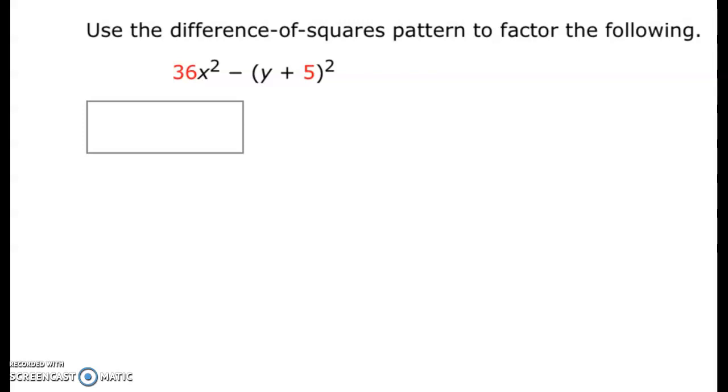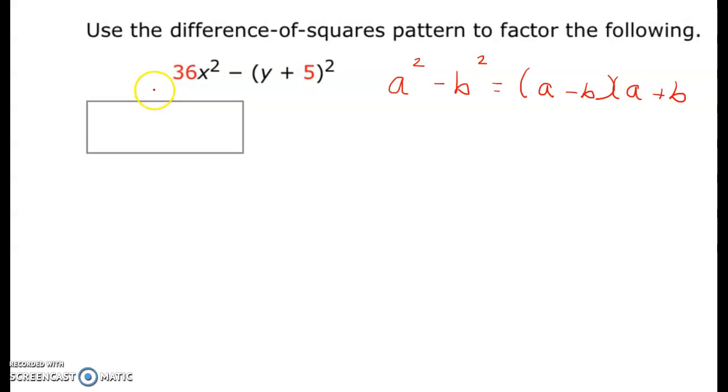So in this factoring problem, we're asked to use the difference of squares pattern to factor the following. Now we remember that difference of squares is a squared minus b squared, and it always factors down to the quantity a minus b times the quantity a plus b. So we notice that a is the value being squared in the first term.